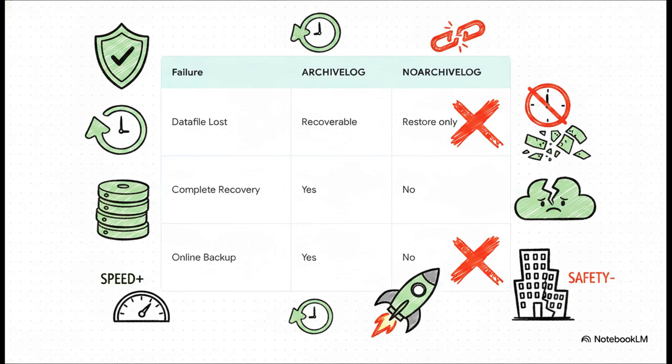If you lose a data file in NoArchivelog mode, you can't recover it forward. It can only be restored back to the exact moment of your last cold backup. Point-in-time recovery? Gone. Complete recovery of a crashed disk? Gone. Online backups? Gone. You're trading the whole safety apparatus for a lighter, faster engine. Now, in a dev environment, that's a brilliant trade. But in production, man, that is incredibly risky.